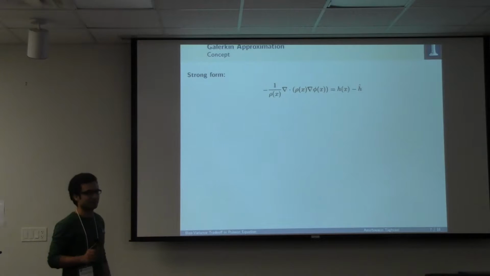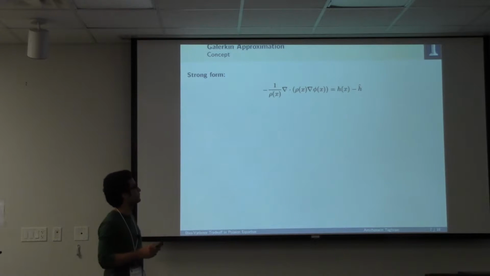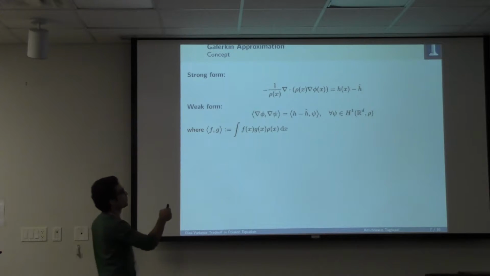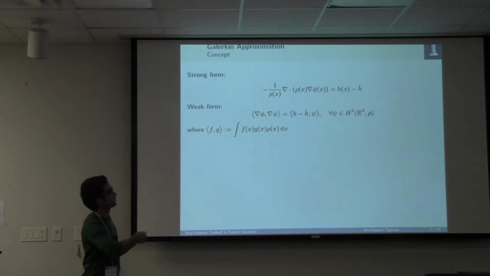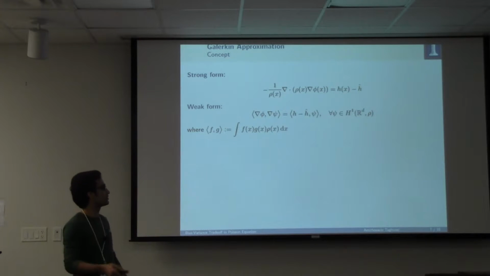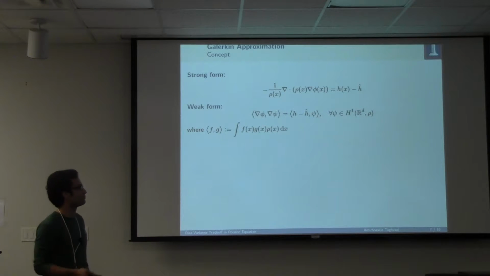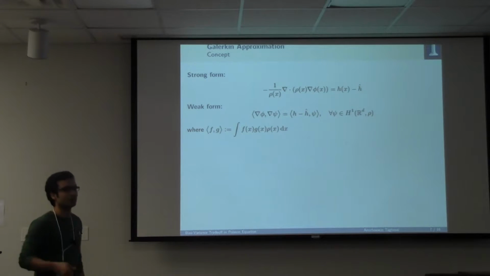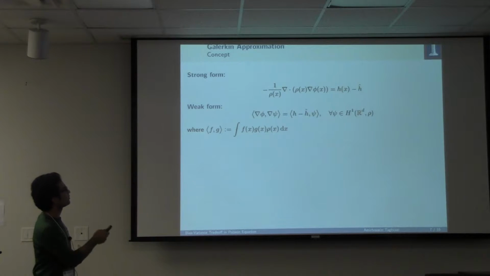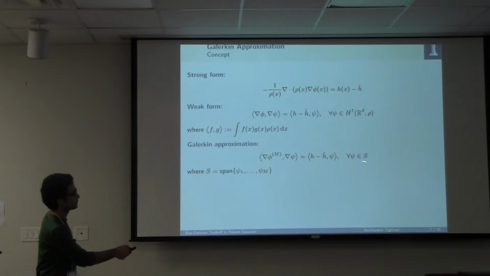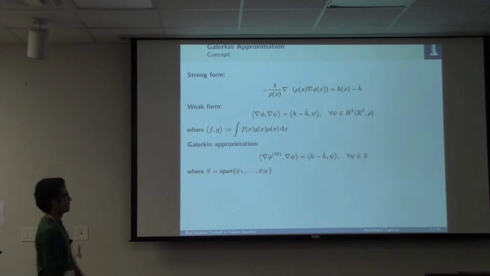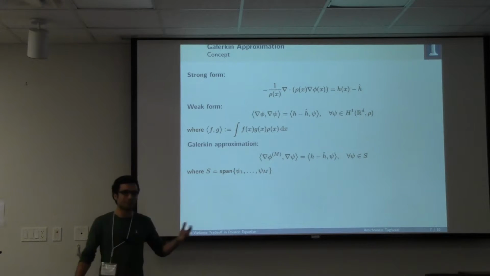Okay, so this is the Galerkin. This is the strong form of the Poisson equation. If you multiply both sides by a test function, integrate with respect to rho and do integration by parts, you get this identity which should hold for all functions in this function space. This is the Sobolev space, a space of functions that are square integrable, and whose weak derivative is also square integrable. So this is an infinite dimensional space. In Galerkin approximation, you replace this infinite dimensional space with a finite dimensional space, where S is just the span of some basis functions.